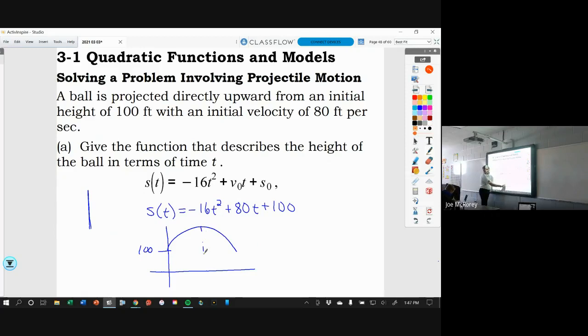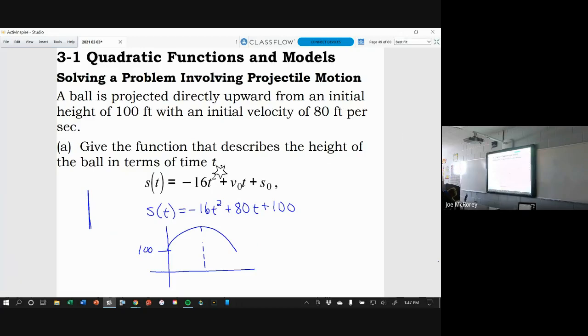What's this here? The apogee. Axis of symmetry. Okay, that's going to be your axis of symmetry. That's going to be the highest point. How long did it take to get there? We're about to get to that problem there. Just saying, I was technically right.